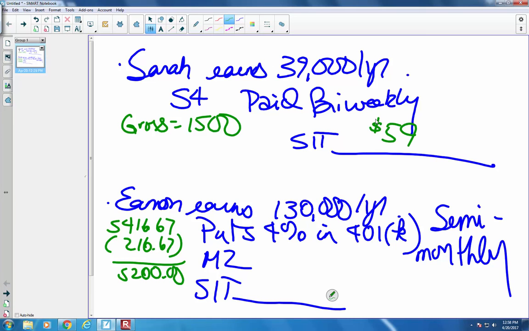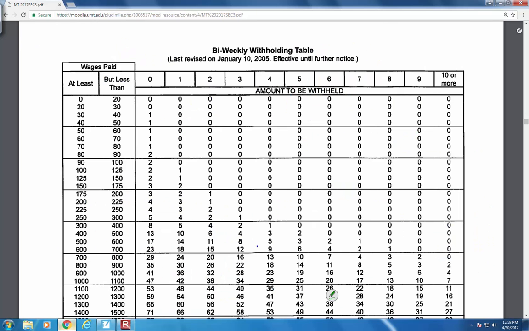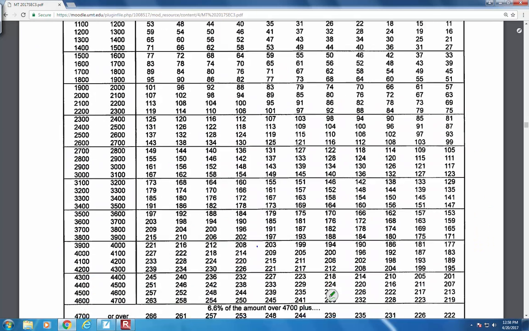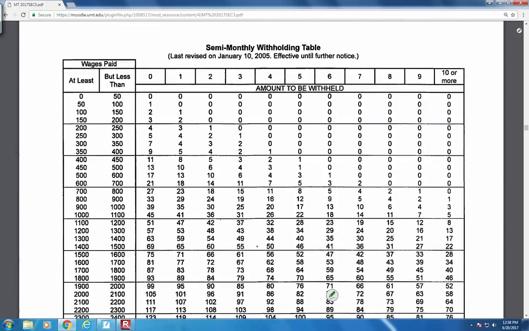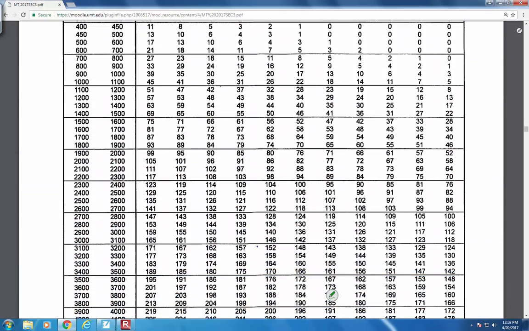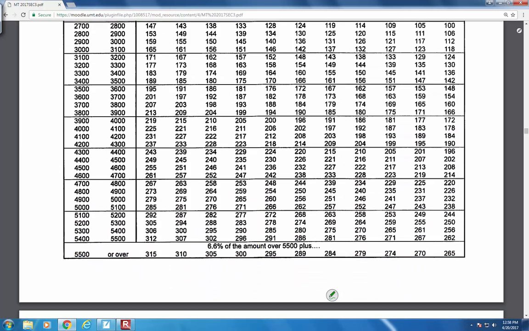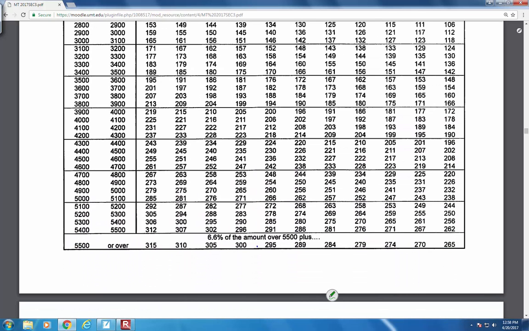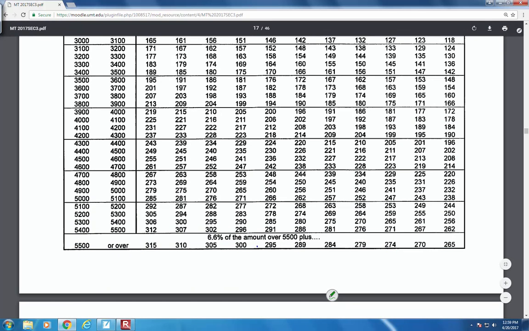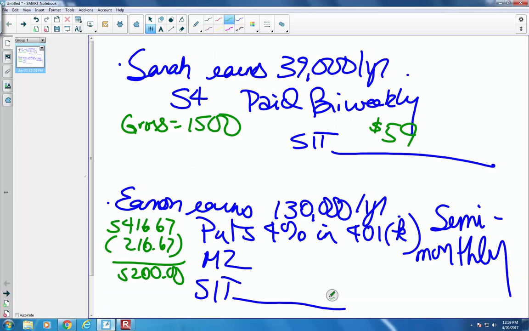Okay, and this guy's $5,200 semi-monthly and 2. So I'm going down here, down here, down here. 288. Yep. All right, last example.